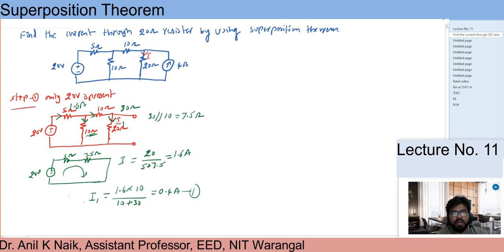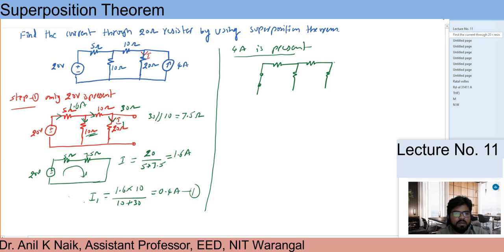Now go back and go for step 2, where my 4 ampere source is present. The rest of the sources are replaced by their internal resistances. So this is simply a short circuit here, and this is my network now. Come back and see: this is my network, with 20 ohm, 10 ohm, 10 ohm, and 5 ohm.